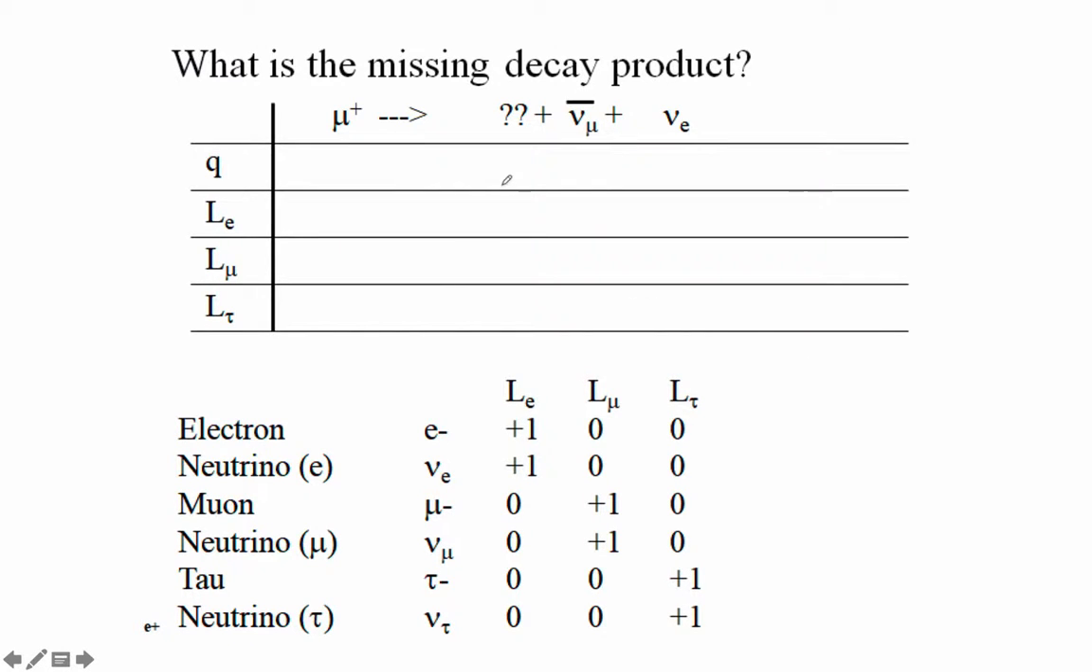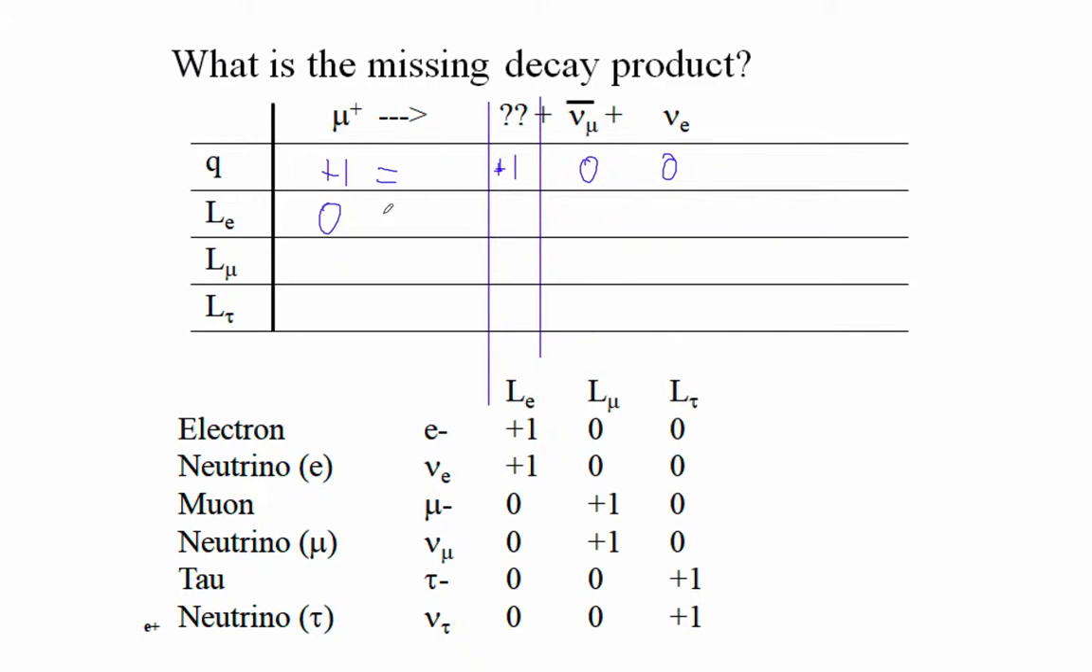All right, let's find the missing decay product. Okay, let's look at charge. So this is +1 equals, and we're trying to figure out what this guy is, right? These are both 0, so to balance this, this needs to have a charge of +1. Okay, I got it.